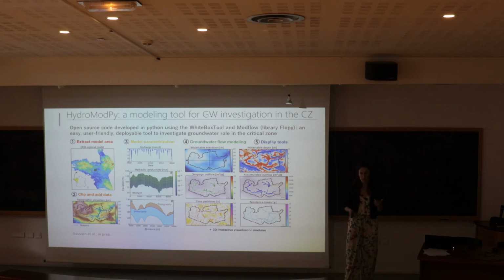So for us, it's very interesting to see if we are able to model and to have age data that actually fits, which is a huge challenge.